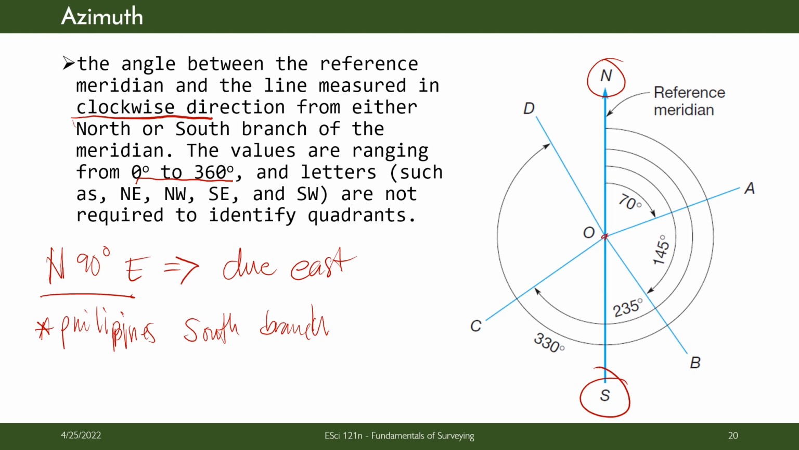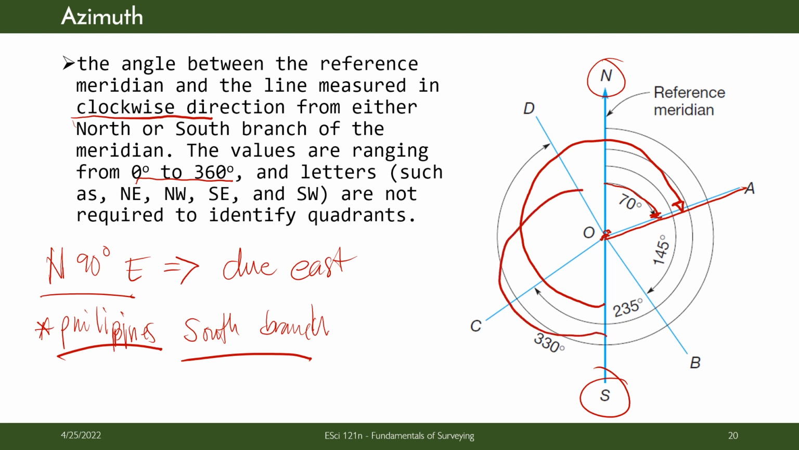So for example, the azimuth for point or line OA. If your reference meridian is from the north branch, then this is the angle. But if it is defined that your azimuth must be referred from the south branch, then this is now the azimuth of line OA. Usually in the Philippines, we refer all our azimuths to the south branch. For line OB, the south branch representation, this is your azimuth of line OB.